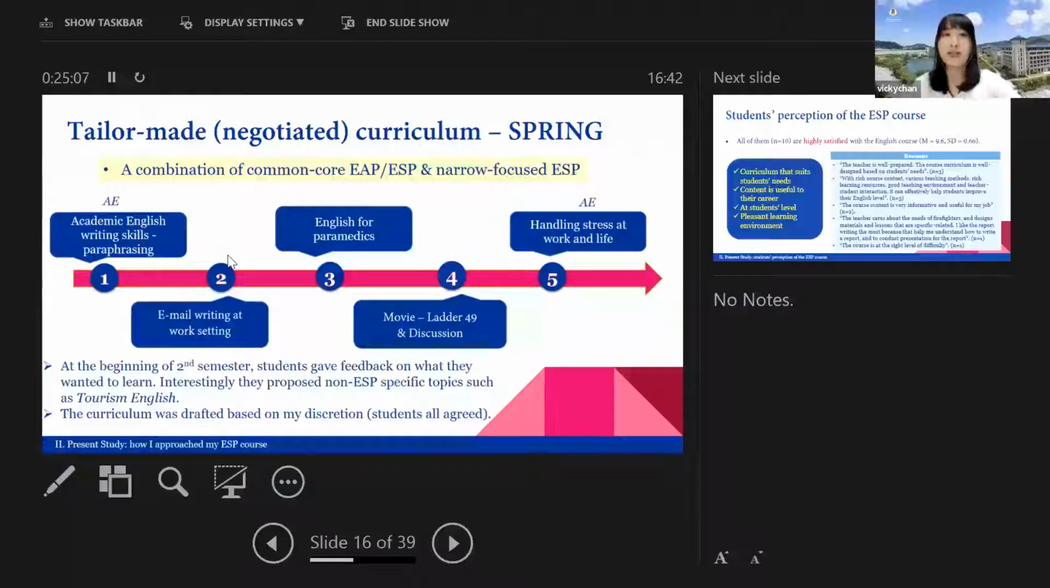Because at the beginning of the second semester, I asked them for feedback on what kinds of things they want to learn. And interestingly, some of them proposed topics that are not even very ESP oriented. They actually said they want to learn something about tourism English.